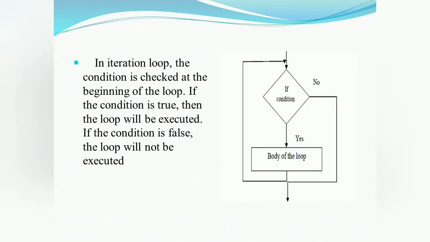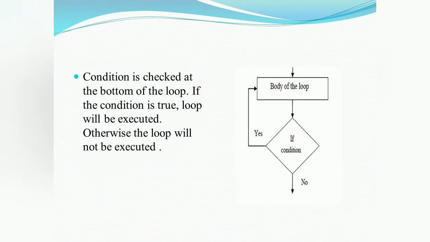In the first way, the condition is checked at the beginning of the loop. If the condition is true, then the loop will be executed. If the condition is false, the loop will not be executed. In the next way, the condition is checked at the bottom of the loop. If the condition is true, the loop will be executed. Otherwise, the loop will not be executed. In this case, the body of the loop will get executed at least one time, even if the condition is not satisfied.